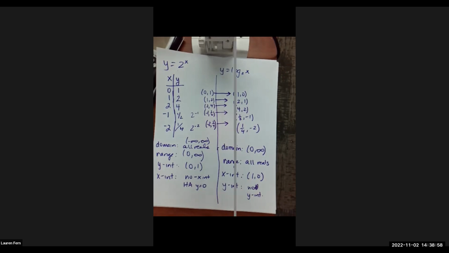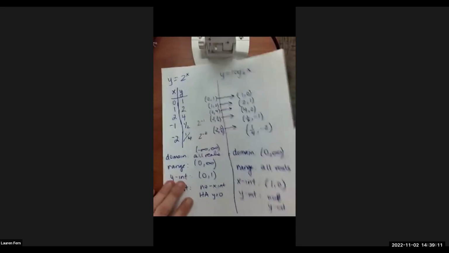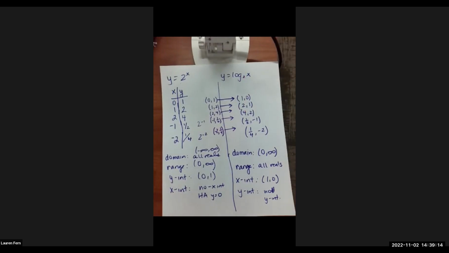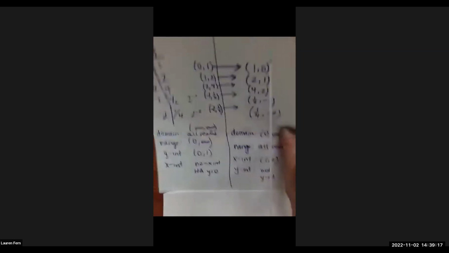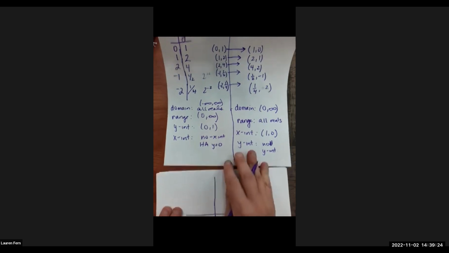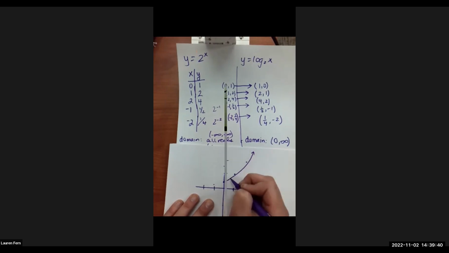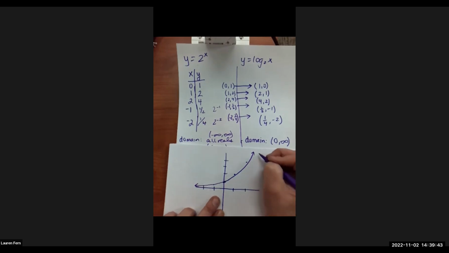Right? Everything bebops. X becomes y and y becomes x. Now, this is a heck of a lot of information. And what we're going to do now is we're going to draw a really pretty picture. Well, for my exponential, it's 0, 1, 1, 2, 2, 4, negative 1, 1/2, etc. Do you agree that this is my exponential function?